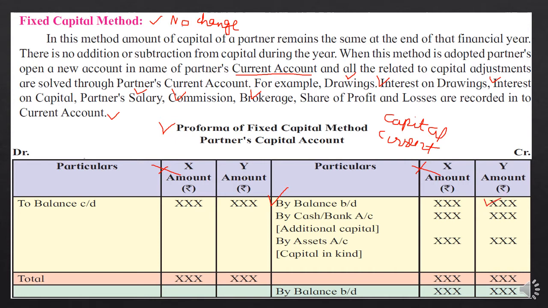If any further capital is brought by the partners during that particular financial year, that will also be credited here. And any asset brought by the partners as a capital, means at the starting of the business or initial year, whatever is being brought by the partners as a capital, whether it is cash, assets, or opening balance of the last year, all will be written on the credit side of the partners capital account, under the fixed capital method. And whatever the balance is there, then the balance will be evaluated and the remaining balance will be known as a closing balance.